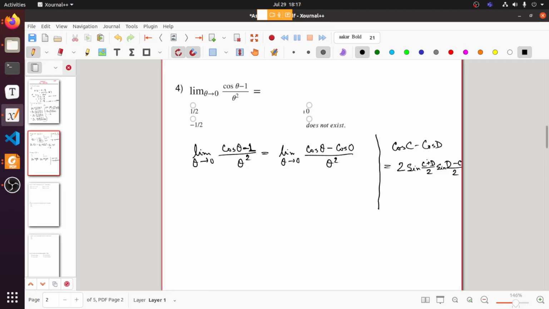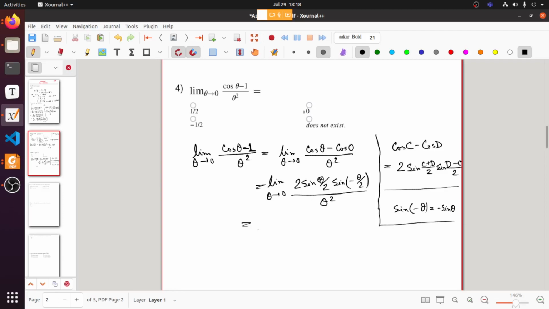Now in the numerator you can apply this formula. So limit theta tends to 0, it will be 2 into sin. Here c is theta, d is 0. So apply this: 2 sin, theta plus 0 by 2 means theta by 2. And here it will be d minus c by 2, 0 minus theta, so it will be sin of minus theta by 2, right? And the denominator as it is. And you also know that sin of minus theta is minus sin theta, right?